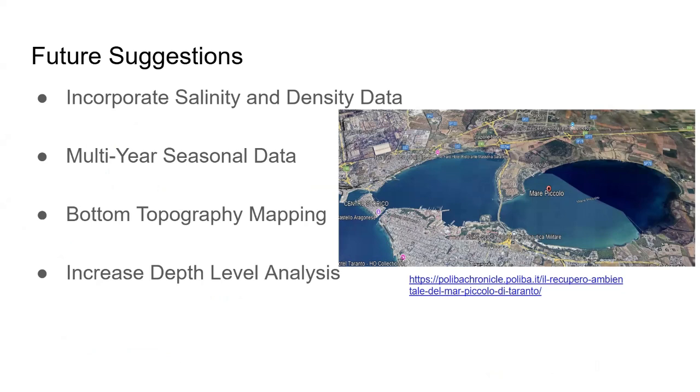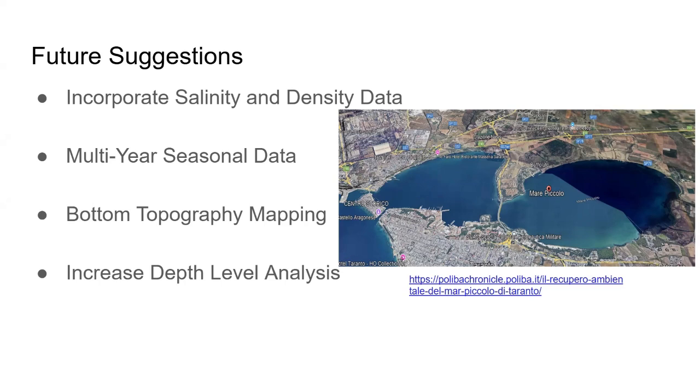So, future suggestions. After looking at our conclusions, there are a few important directions we think future research should take. First, it would be really useful to include salinity and density data. These factors affect how water layers form and move, especially in a semi-enclosed system like this. Adding them could help explain more of the flow behavior that we're seeing. Second, collecting multi-year seasonal data would give us a better idea of whether the patterns we found are consistent over time or just part of short-term changes. With more years of data, we could see long-term trends more clearly.